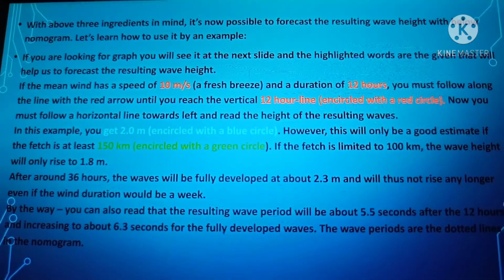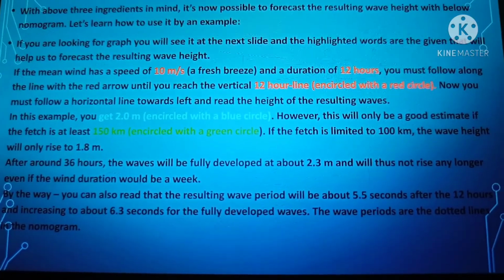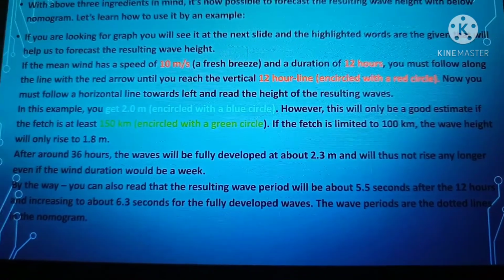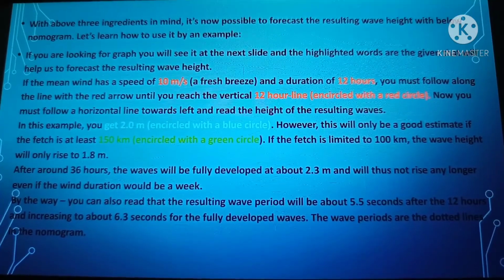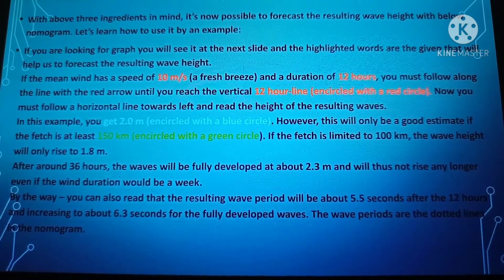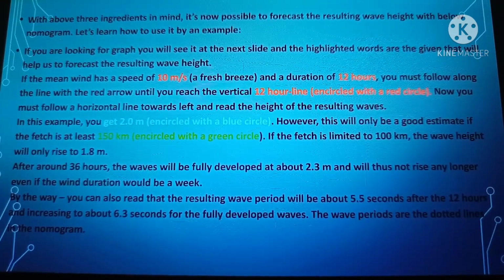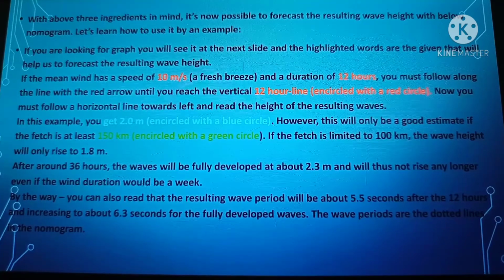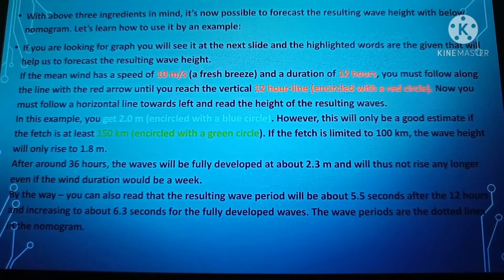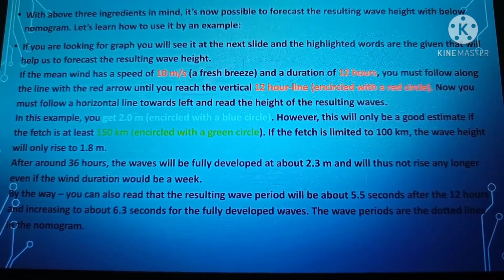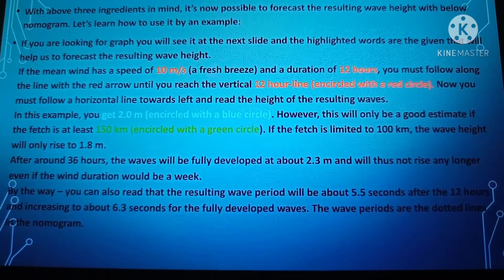With the above three ingredients in mind, it's now possible to forecast the resulting wave height with the nomogram below. Let's learn how to use it by an example. If you are looking for the graph, you will see it on the next slide, and the highlighted words are given to help us forecast the resulting wave height.